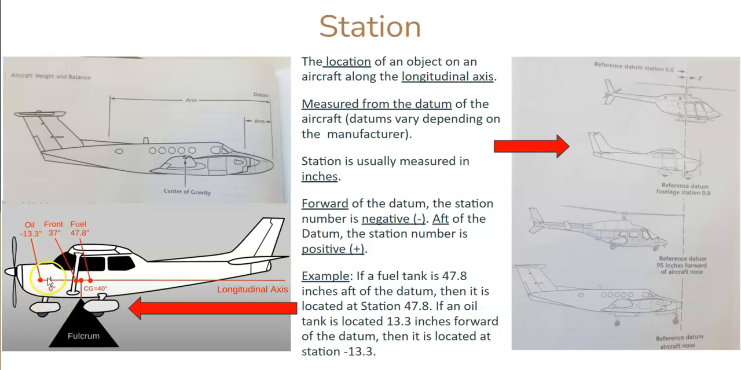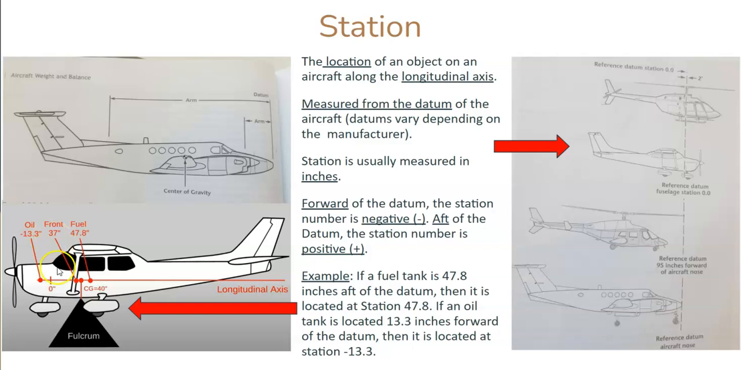So again, we have our datum right here, but you're going to notice that we have an oil tank that's 13.3 inches forward of the datum. If it's forward of the datum, that's going to produce a negative distance or a negative moment. So again, make sure that you understand that signs do matter here. When we do math in the next lesson, you've got to make sure your signs are correct.